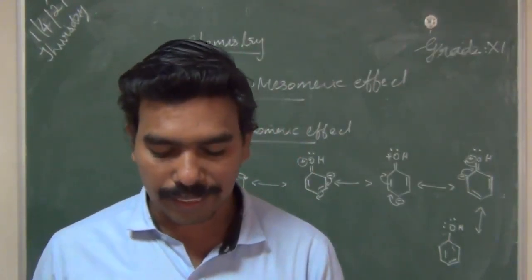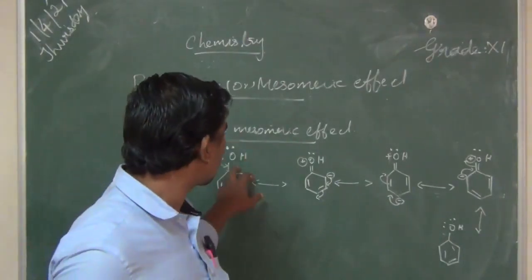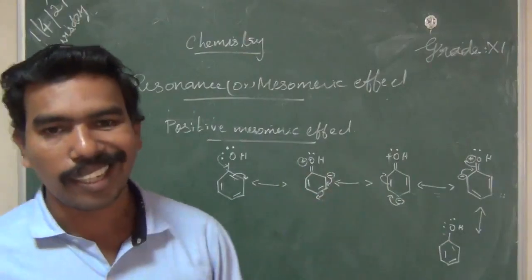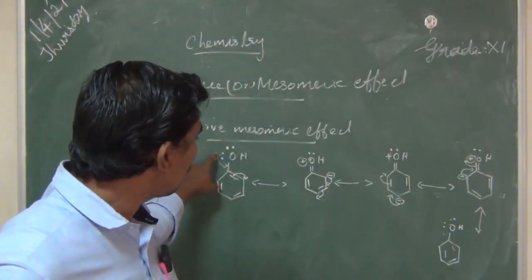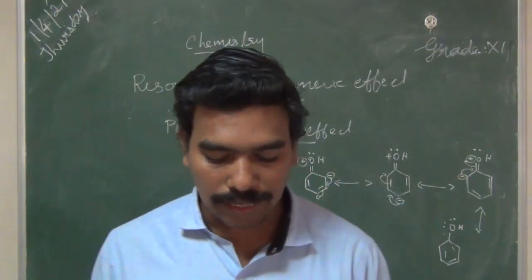Listen, the first condition is the substituent. The substituent means the attaching group. The attaching group is the OH. This is the substituent. The substituent has a tendency to release the electron. Here the lone pair of the electron will be released to the benzene ring. Okay, this is the condition. The next one is the negative.